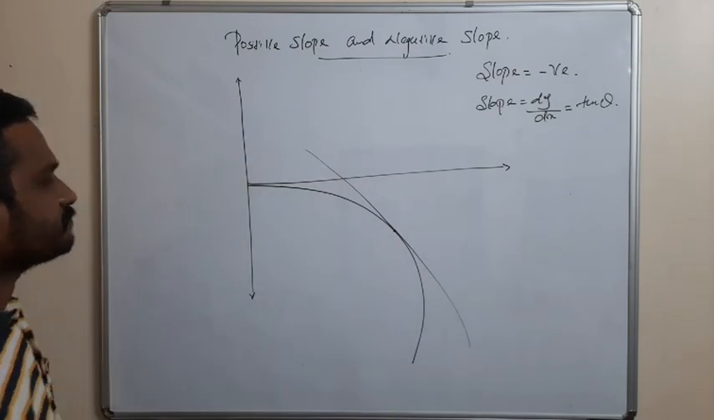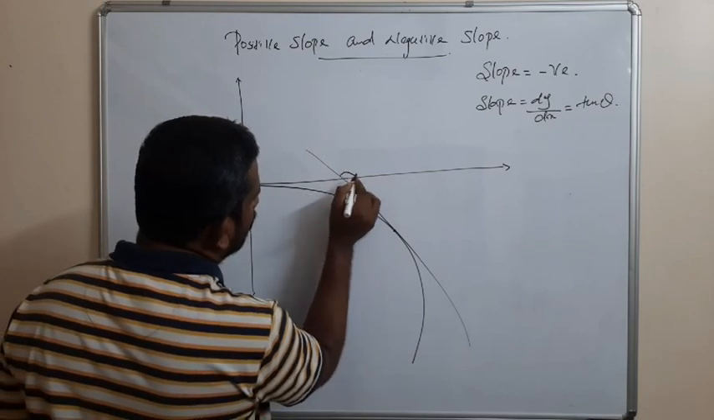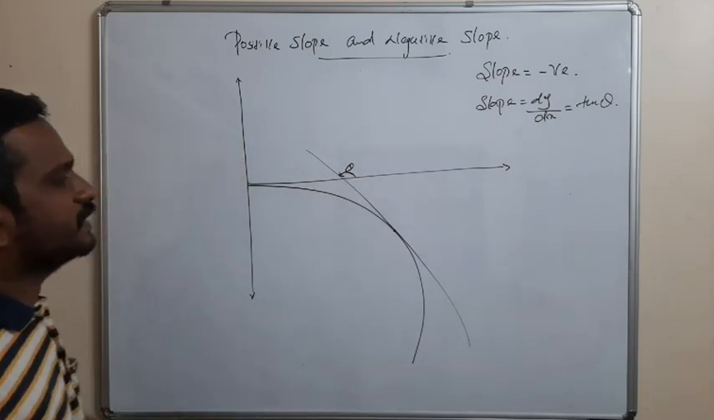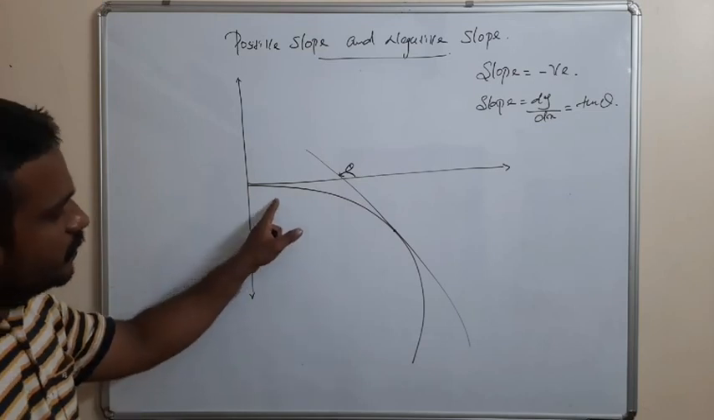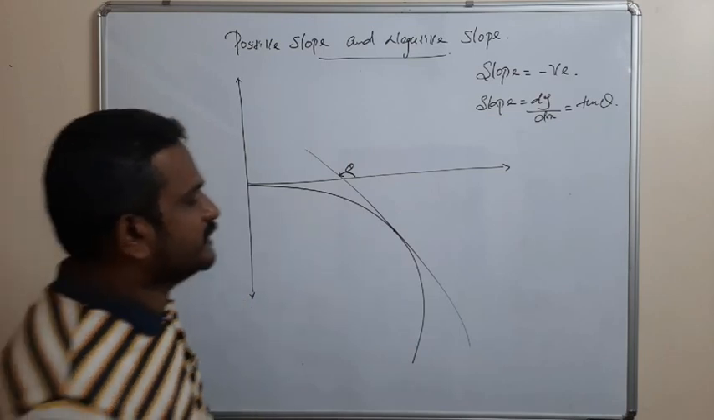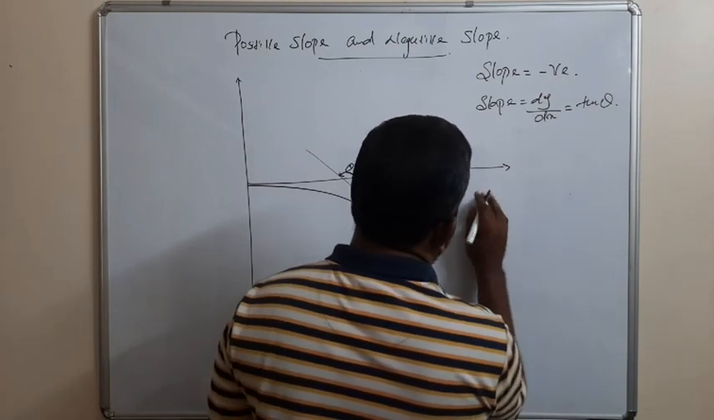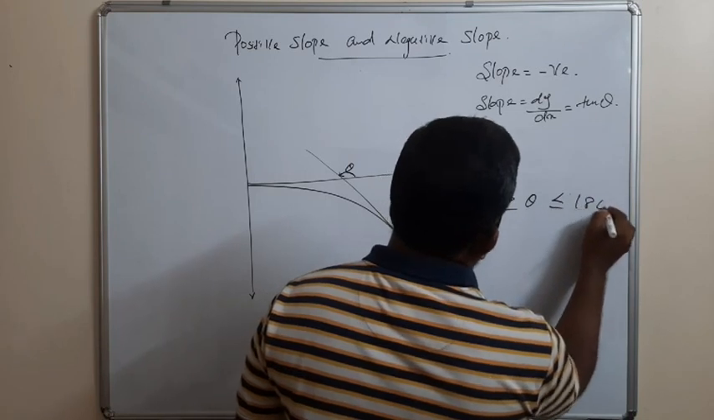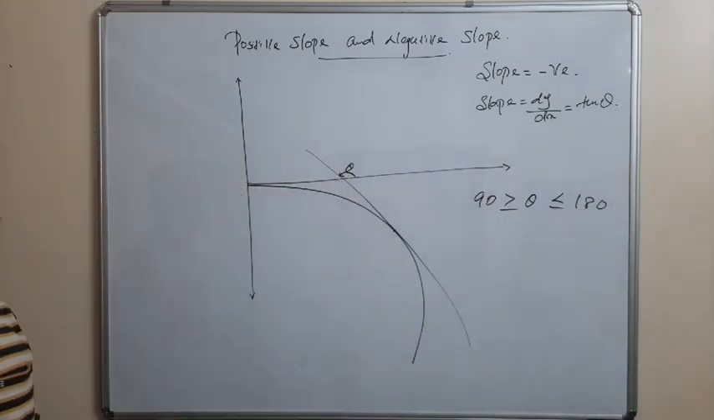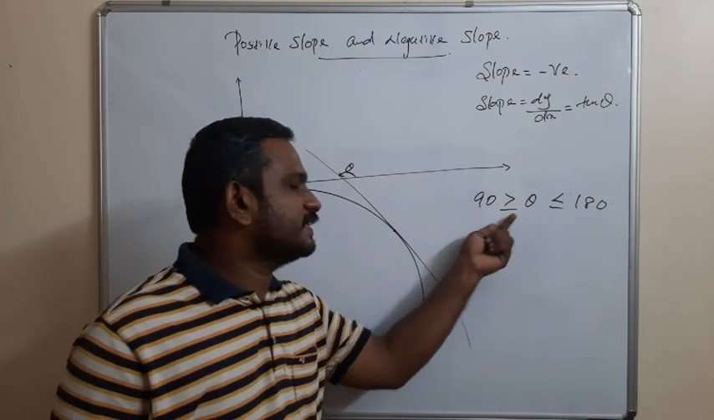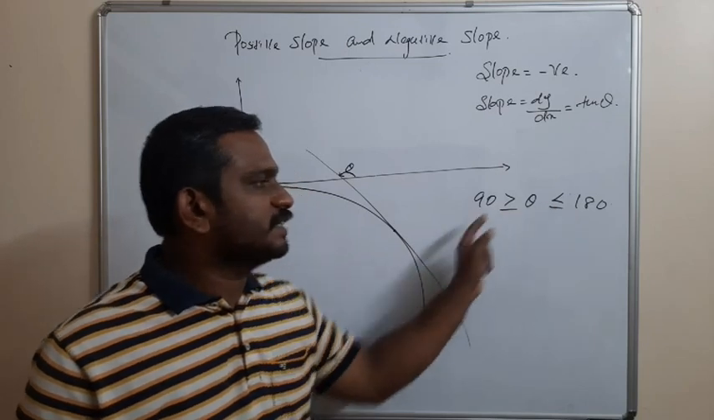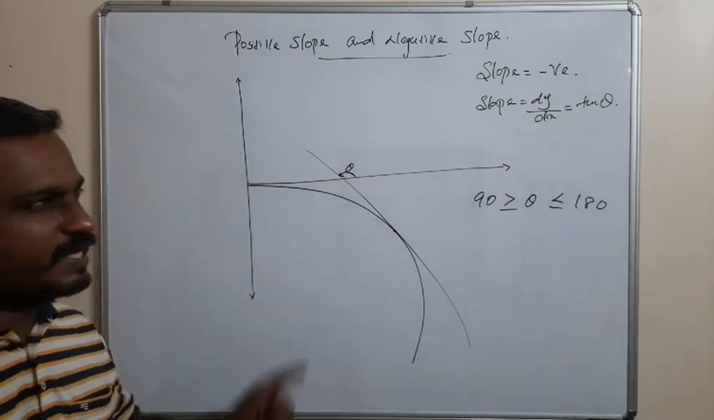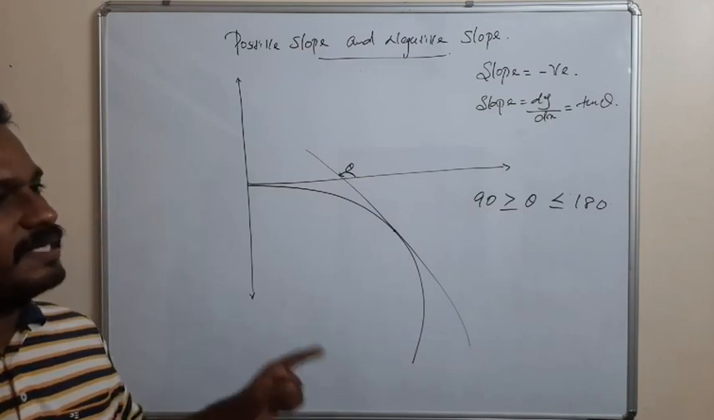So this is the tangent, and this is the angle theta. At any point, if you draw the tangent, theta has the range of values greater than or equal to 90 and less than or equal to 180. So 90 to 180 is the second quadrant. In the second quadrant, tan is negative.